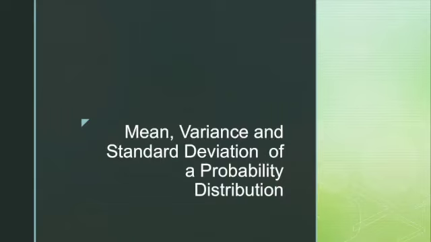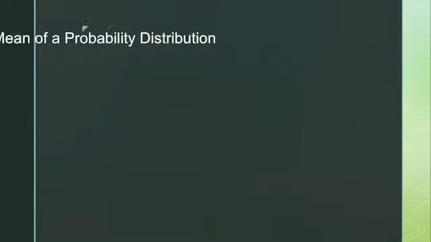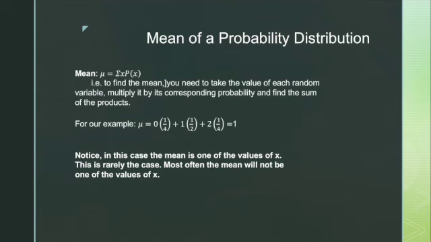Next, I want to talk about how we calculate the mean, variance, and standard deviation of a probability distribution. So to find the mean of a probability distribution, what you need to do is take the sum, okay, that's what the summation symbol means, right? The sum of each random variable, x, multiplied by the probability that it's going to occur.